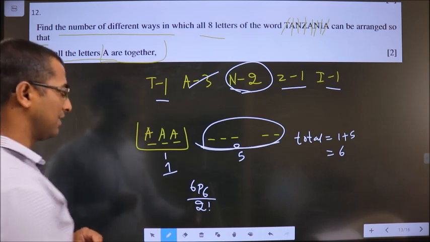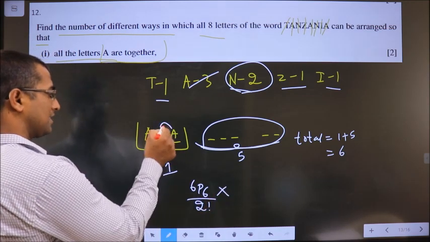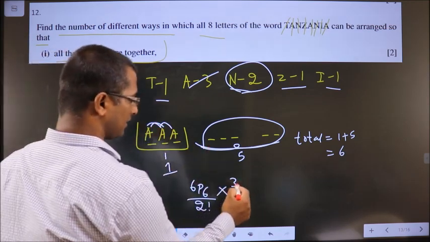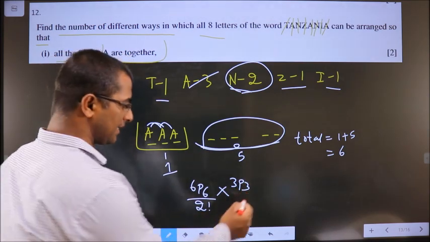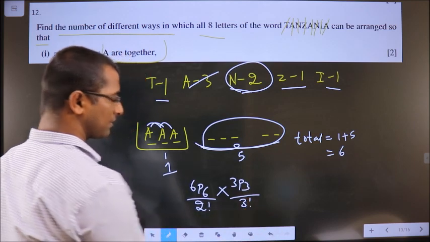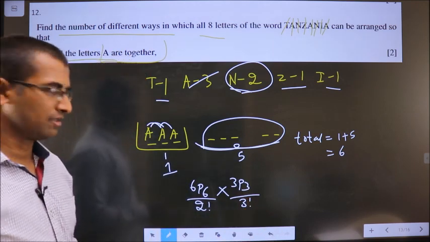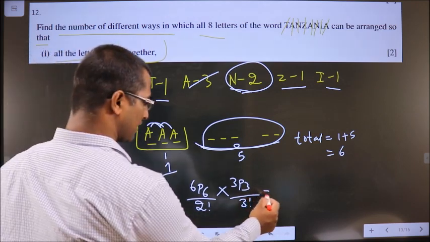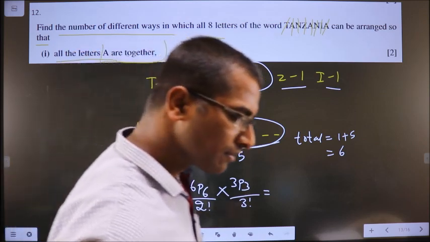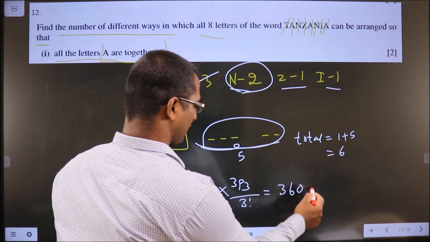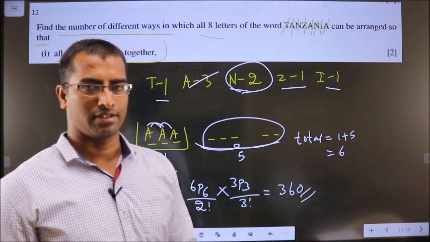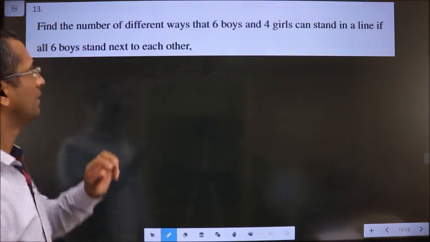Now inside shuffling. These 3 A's can be shuffled in 3P3 ways. Since all the 3 A's are identical, divide it with 3 factorial. Okay. So put this in the calculator, you get the answer to be 360. 360 is your answer.